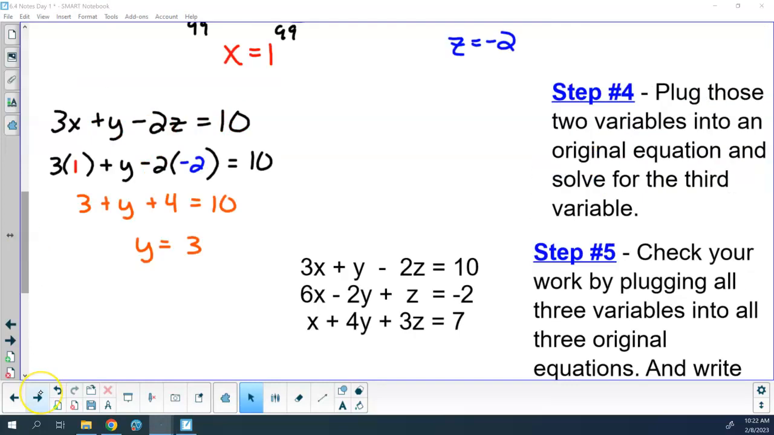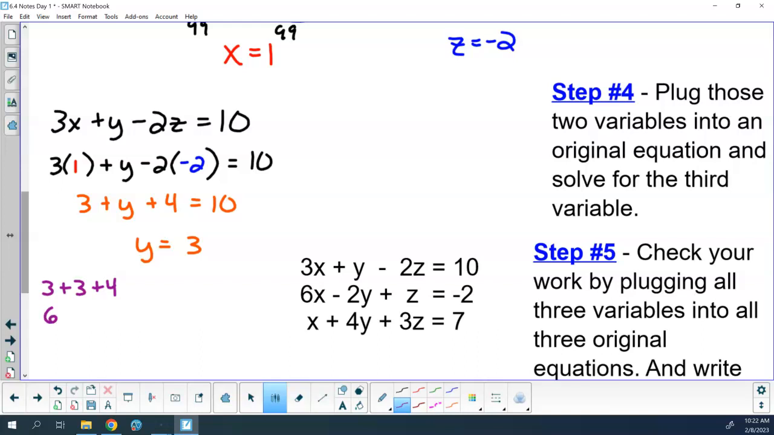Hold on 1 second. Okay? So if x is 1, then 3 times x is 3. If y is 3, then that's going to be plus 3. If z is negative 2, then negative 2 times negative 2 is positive 4. 3 plus 3 plus 4, 10. 10 is equal to 10. Checks out.